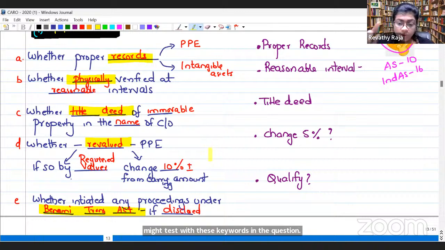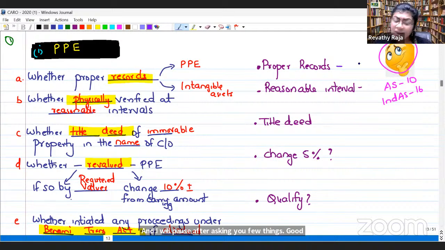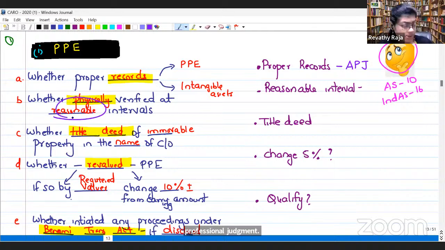And I will pause after asking you a few things. What is proper records? Is it defined anywhere? Answer is no. It depends upon APJ. Very good. Auditor's professional judgment. What is reasonable interval here for property, plant and equipment? Meaning it's not done every year. At least once in 3 years. What is title deed? Any registered document.